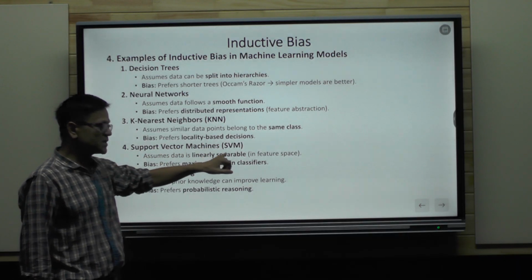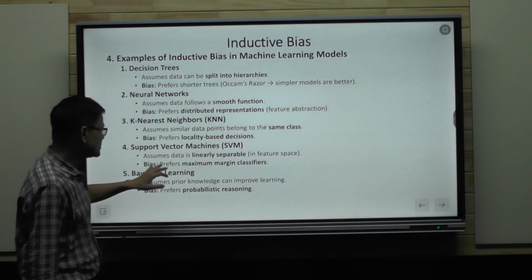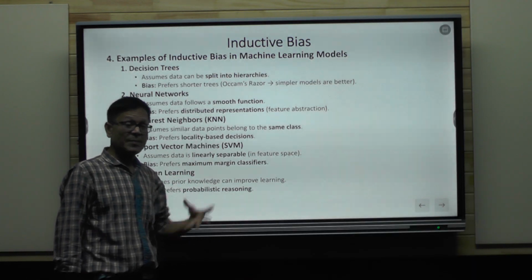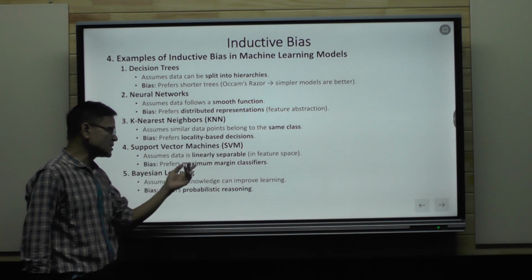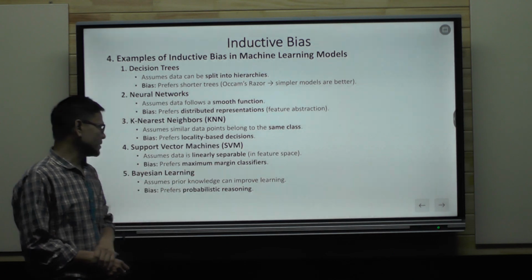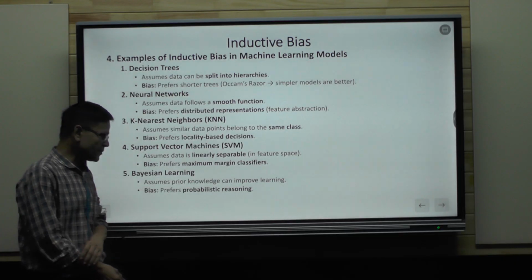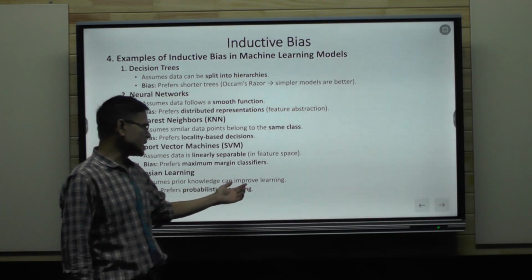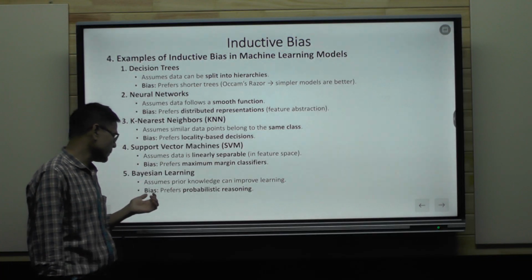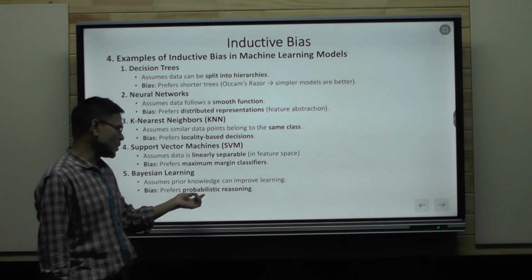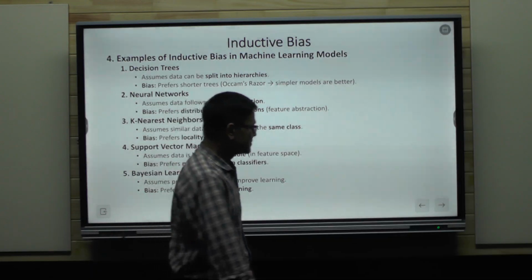Support vector machines, SVMs, assume the data is linearly separable in feature space. The bias prefers the maximum margin classifier. Bayesian learning assumes prior knowledge can improve the learning, so we have priors over there. So the bias prefers probabilistic reasoning.